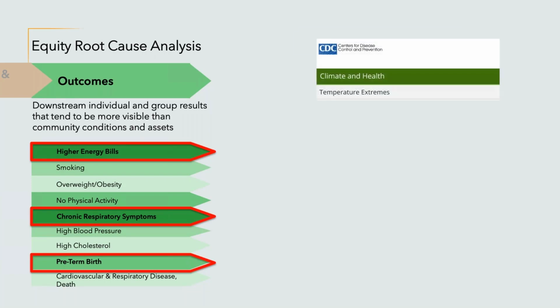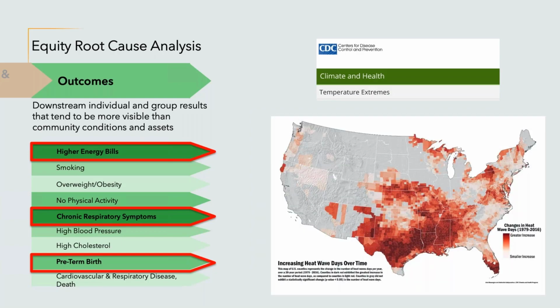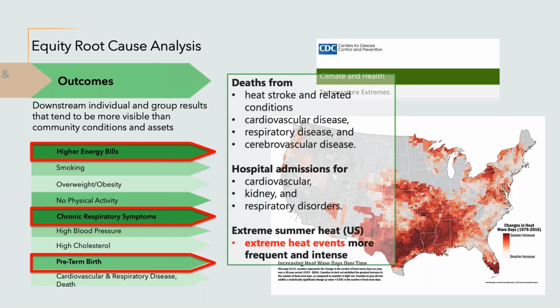And according to the CDC, urban heat islands have a deadly impact on cities like St. Louis and Baltimore and many others. Moreover, the number of heat wave days has been increasing in many cities across the country. And the CDC says that causes of death related to heat include things like heat stroke, respiratory disease, and more. And heat islands and heat waves have been correlated to increases in hospitalizations for cardiovascular, kidney, and respiratory disorders. Moreover, extreme heat events are expected to increase in frequency and intensity across the US for decades to come.